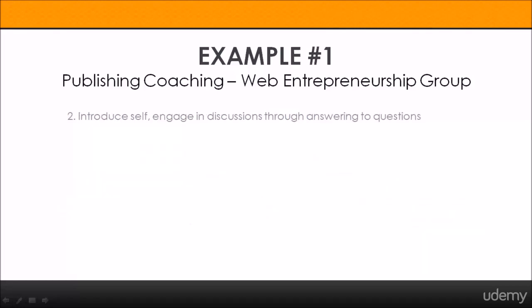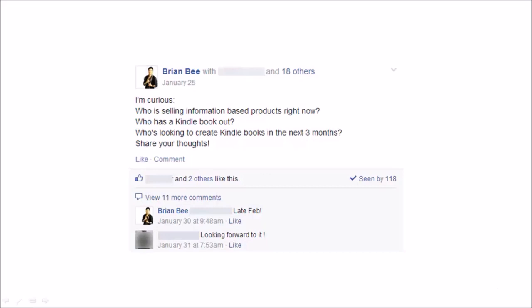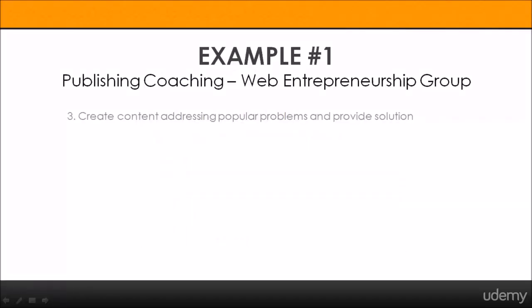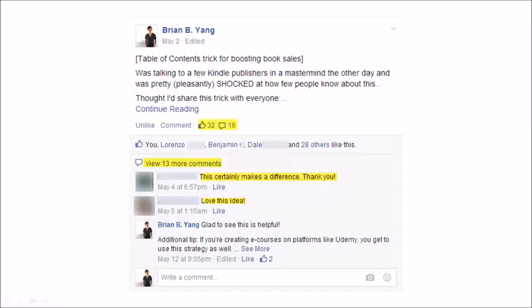Step number 2, introduce myself and engage in the discussions. So I post posts like these in these Facebook groups. These posts get the discussion going and create a dialogue. This is really good because people get to see that I am participating in these discussions and I am someone who is active within the group. This one is basically asking who's got informational products out, who's published Kindle books, and who's looking to publish Kindle books.